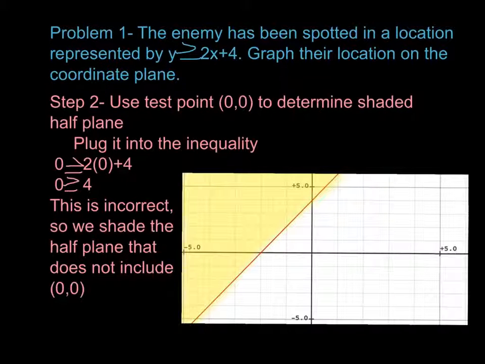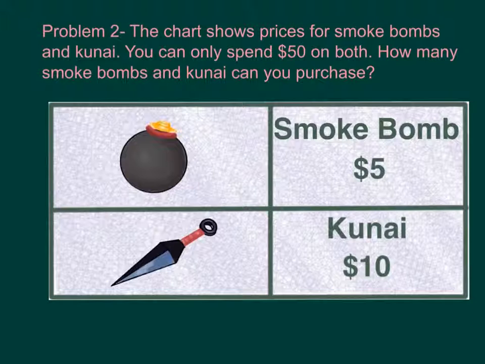This shaded half-plane and boundary include all solutions of y is greater than or equal to 2x plus 4, showing us exactly where the enemy is located. But this is only the first part of the mission. Let's move on. Our next problem discusses the amount of tools you can purchase with a specific budget.